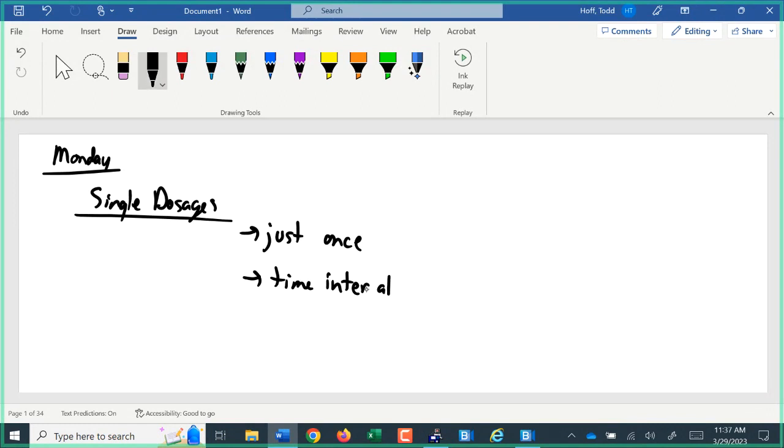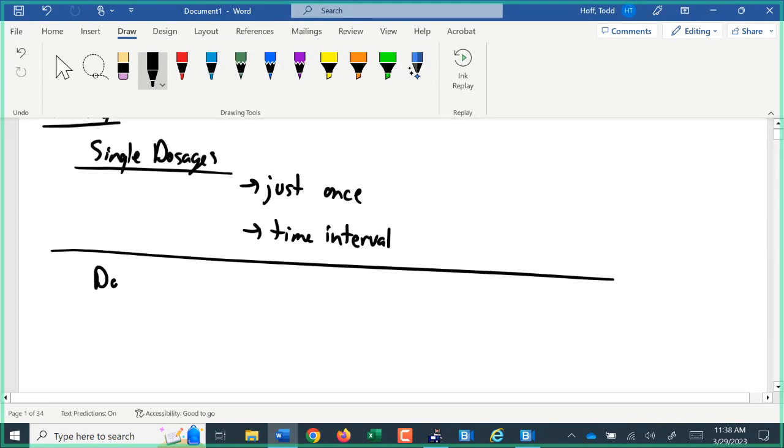Interval, not intersol. Every so often it's repeated so that it is administered to the patient on a time basis. But still it's single dosage administered each of those occasions. So what we're going to look at today, we're going to switch gears to dosages administered over time.